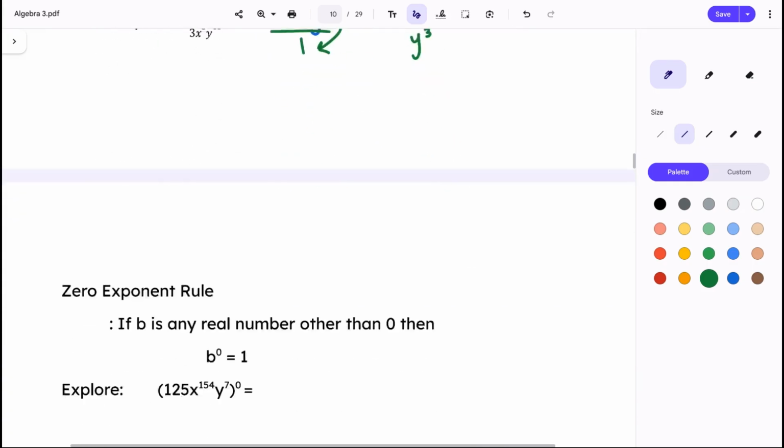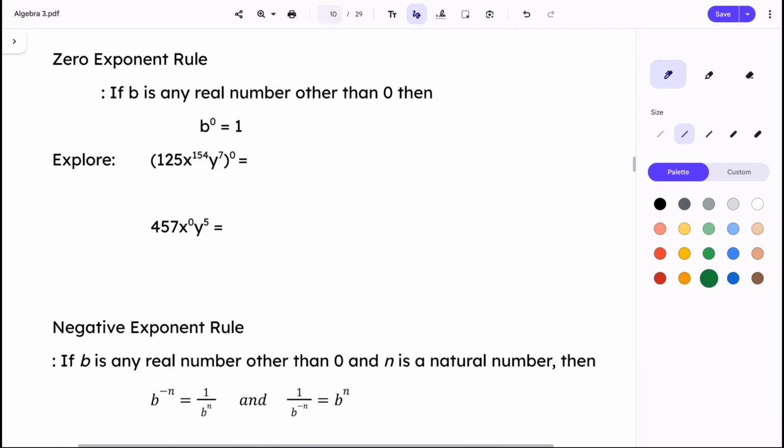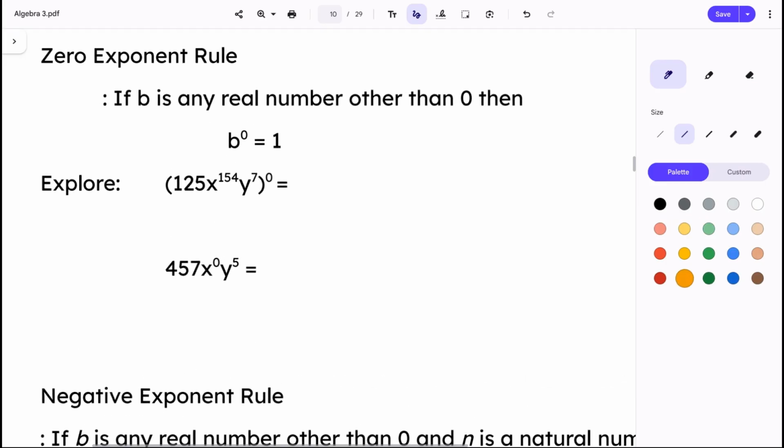Sometimes you'll have things raised to the 0 power, and we have a special rule for that. The 0 exponent rule says anything raised to the 0 power is just 1. Sometimes they'll give you a problem like this first one where everything is raised to the 0 power. So the 0 is applying to all of these exponents on the inside there. The 125 gets raised to the 0 power, the x gets raised to the 0 power, and the y does too. Now, I don't actually have to show all of that. I just want you to understand that if you see the entire quantity is raised to the 0 power, your answer is just going to be 1.